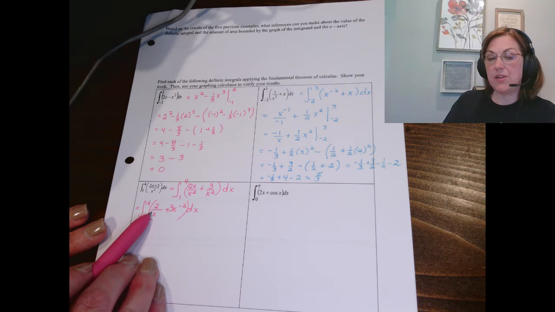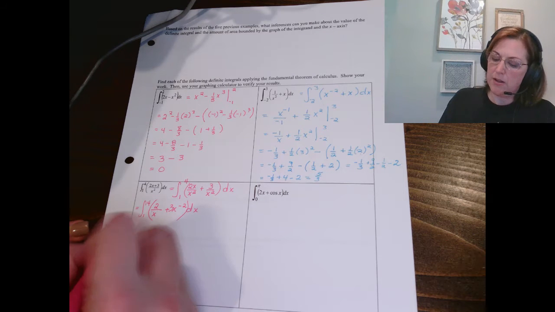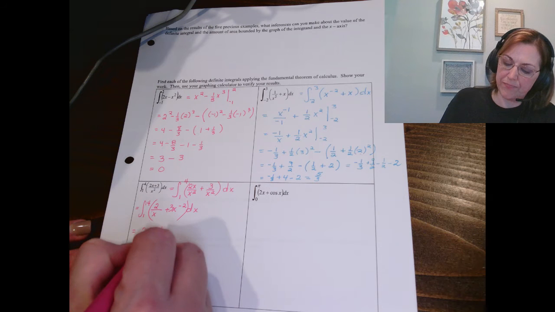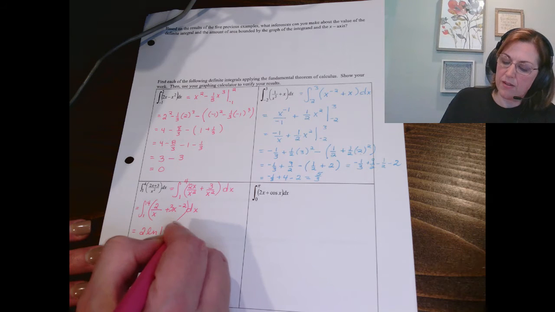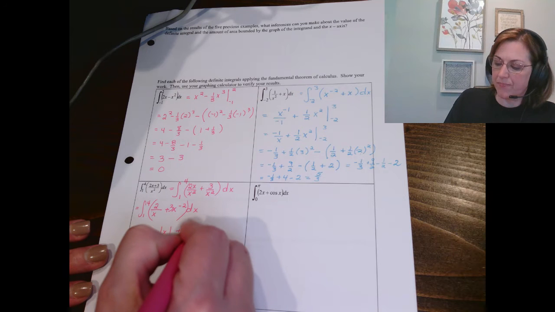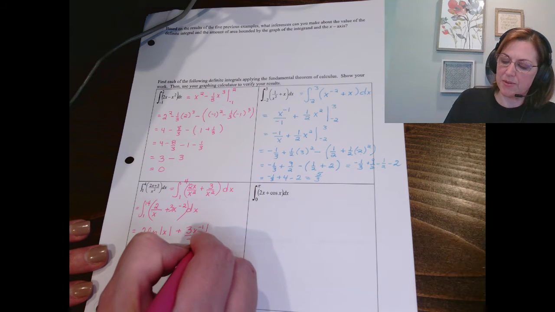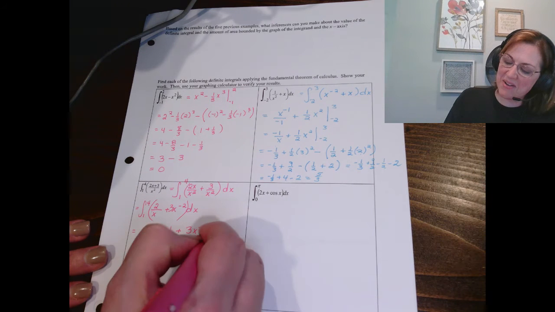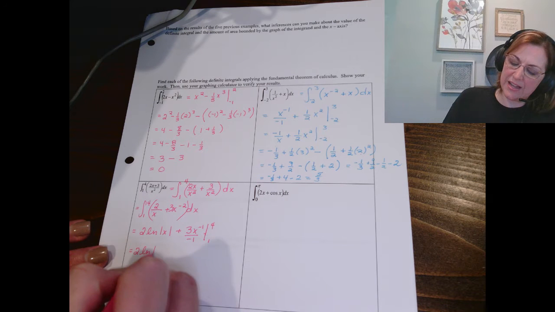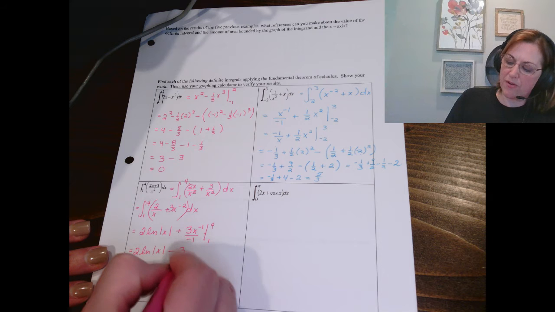Now, the antiderivative of 2 over x, I want you to think of this as 2 times 1 over x, because the antiderivative of 1 over x is ln of x. Then over here, I'm going to increase my power by 1 and put it over the new power. Oops, I almost put a plus c there, but we are dealing with a definite integral. So I've got 2 times the ln of absolute value of x minus 3 over x.